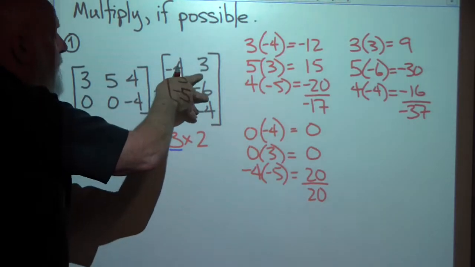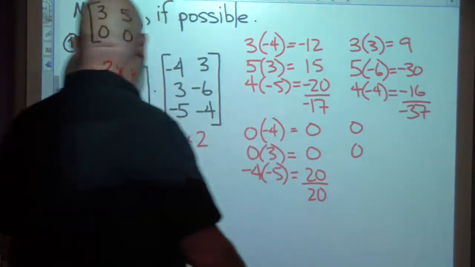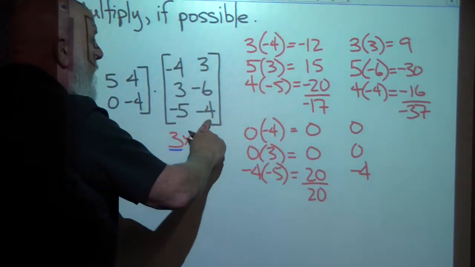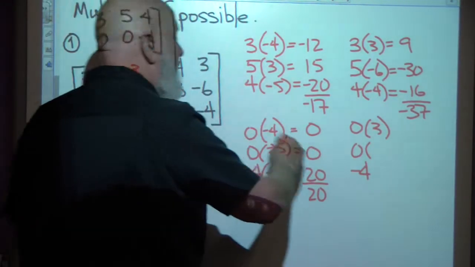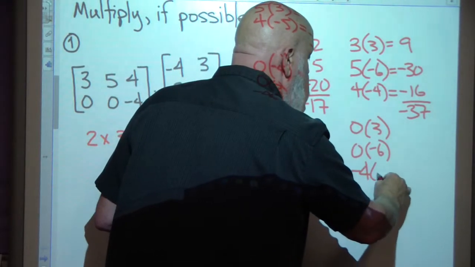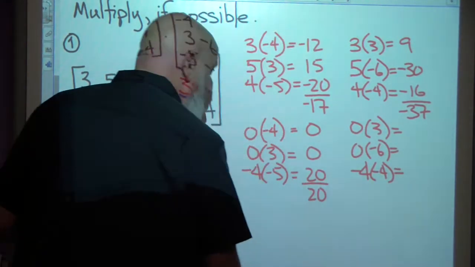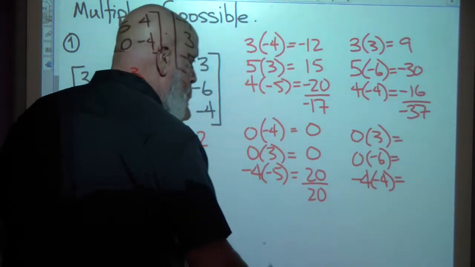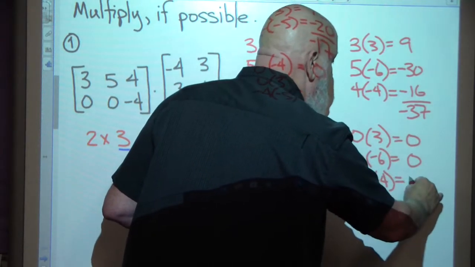This is going to be bottom right. So bottom over here. What was it? 0, 0, negative 4. And I'm going to multiply it by the right column. 3, negative 6, and negative 4. And I'll multiply these together. I'll move this down just a little bit so it's not quite so crowded. And that will give me 0, 0, 16.